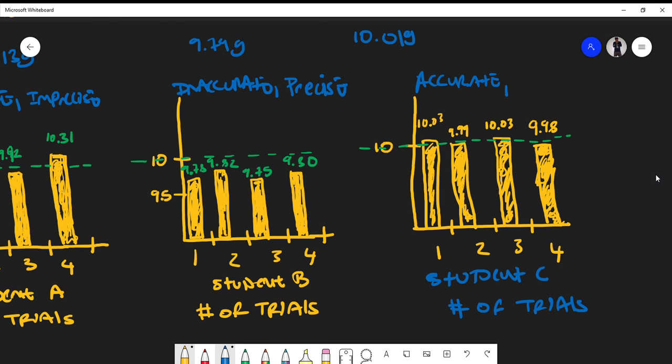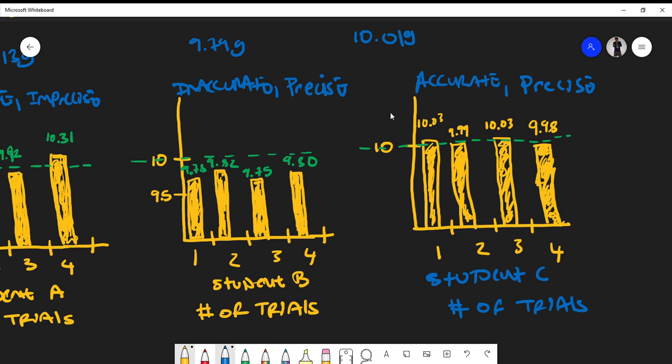Now, what about precision? Do you think he's precise or imprecise? My guess would be he's actually precise. So this student is accurate and precise. Why? Because look at the measurements with respect to each other: 9.98, 10.03, 9.99, 10.03. He even hits 10.03 twice, right? So we say he is also precise because the measurements with respect to each other are really, really close. So this student is accurate and precise. This is a student you would want in your lab, right?